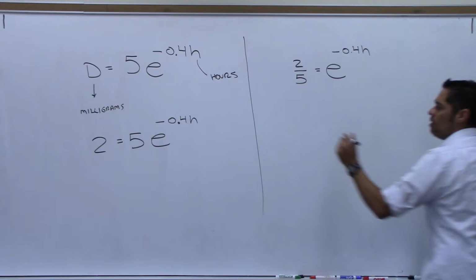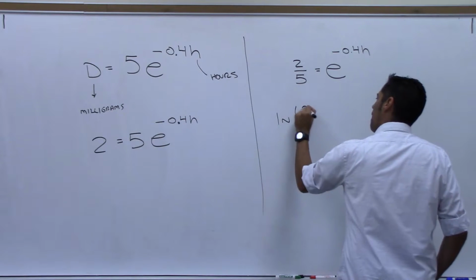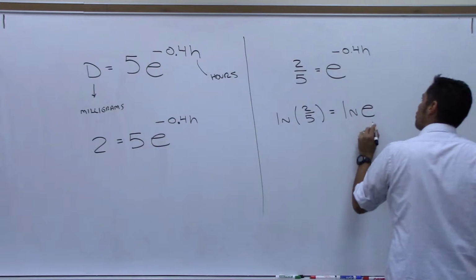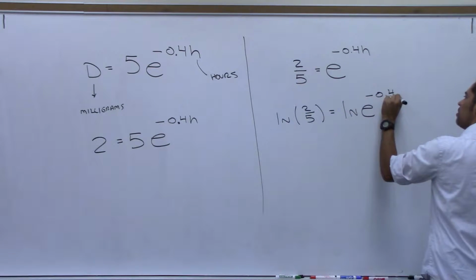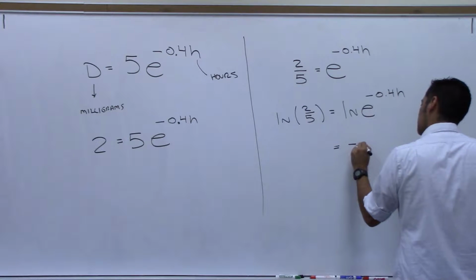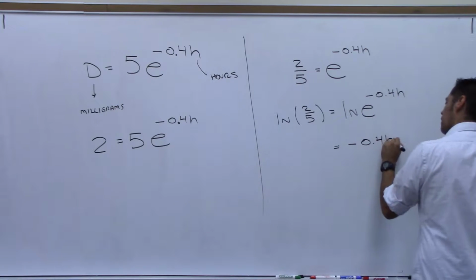So I'll do the natural log on the left, and this is going to be real nice because when you do natural log together with e, those are special ones. They just kill each other off, and all you're left with is the negative 0.4h. Now I understand how they got the answer.